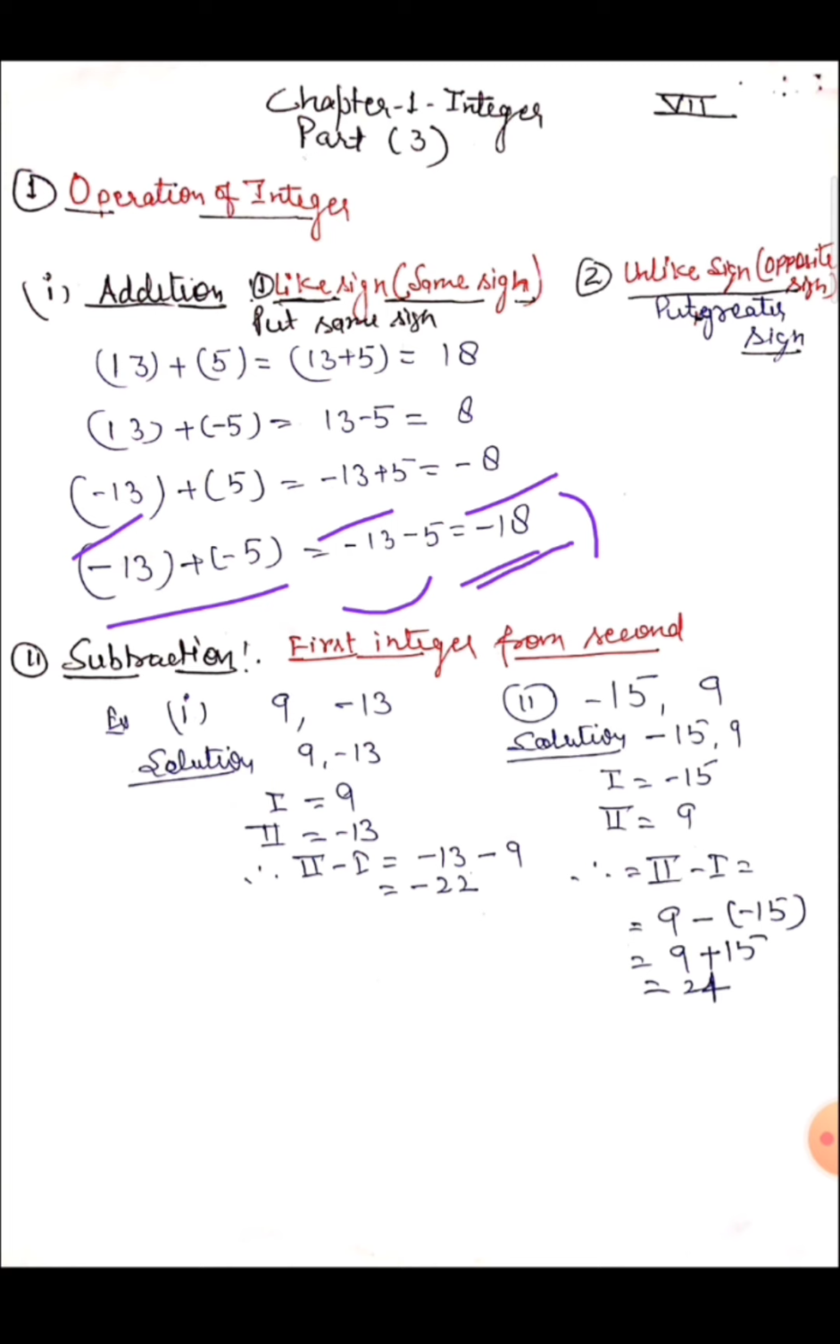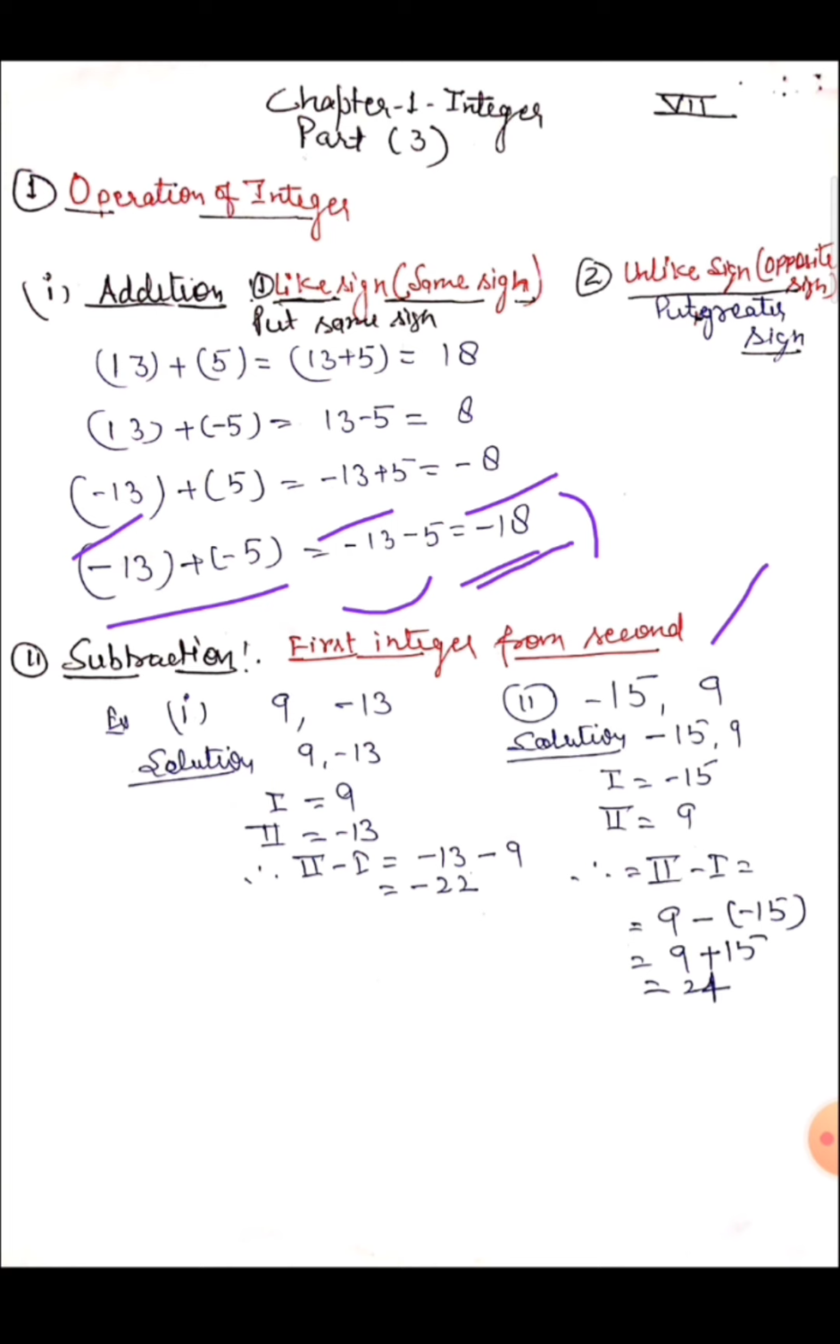Now second is subtraction. In subtraction, in integers we have one type of subtraction: subtract the first integer from the second integer. How can we solve this type of question? We can solve it by one method: second minus first, meaning the second integer minus the first integer.